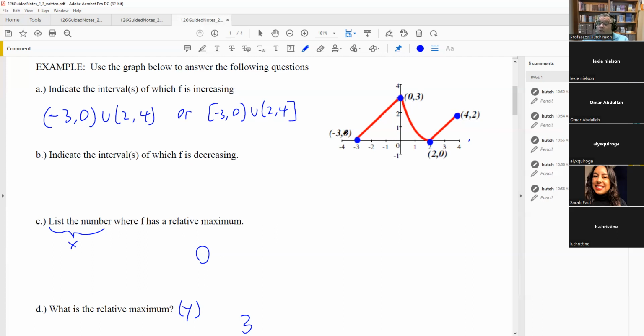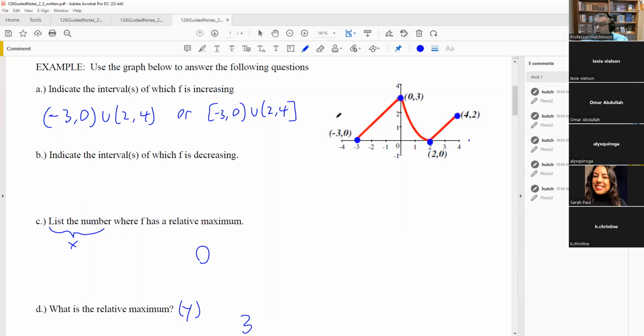But it is correct to put a bracket at -3 and a bracket at 4. But the instructions specifically say to write the open interval, which is why you can just go ahead and write it like this first one. If it says open interval specifically, then open interval just means that you have all parentheses on it. So I want to talk about the discrepancy with that.